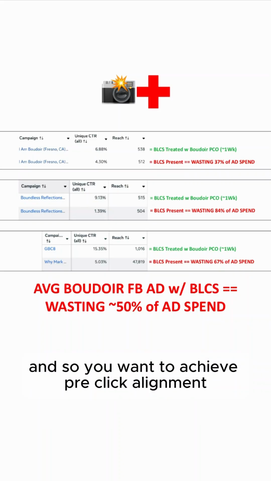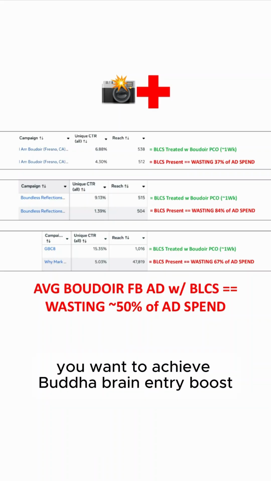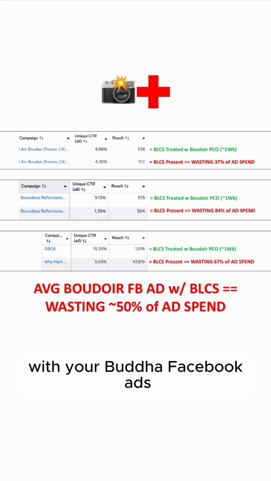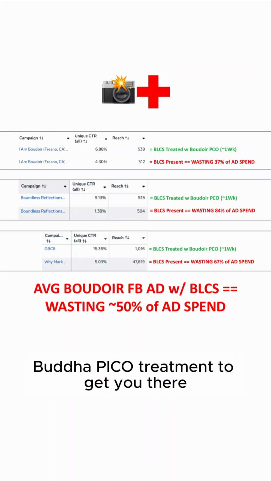And so you want to achieve pre-click alignment. You want to become a dominant Boudoir advertiser. You want to achieve Boudoir brain entry boost with your Boudoir Facebook ads. And you want the treatment, Boudoir Pico treatment, to get you there.